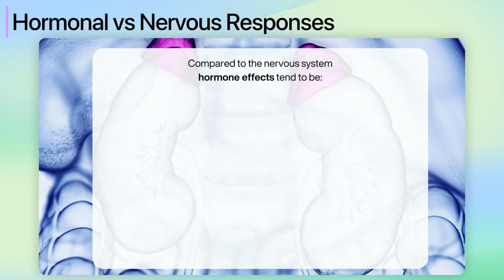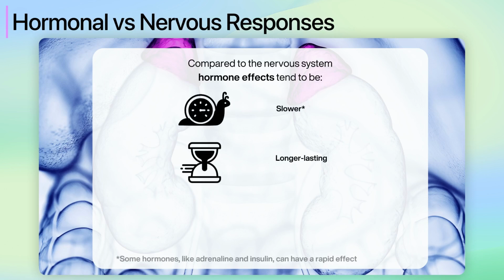Compared to the nervous system, hormone effects tend to be slower but longer lasting. Some hormones, like adrenaline and insulin, can have a rapid effect, but generally, hormonal responses act more broadly across the body compared to the precise, quick actions controlled by the nervous system.